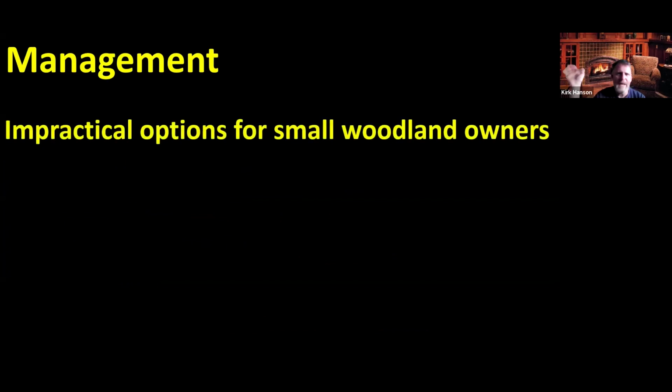So I want to first just take off the table options that I think are impractical for small woodland owners. The first is fumigation. I doubt very many of you would be very enthusiastic about going into your woods with some kind of, I don't even know what it would be, but fumigating device and pouring chemicals essentially into your soil to kill off this fungal pathogen, as well as Lord knows how many other fungal species within your forest. So probably not a good option for us.